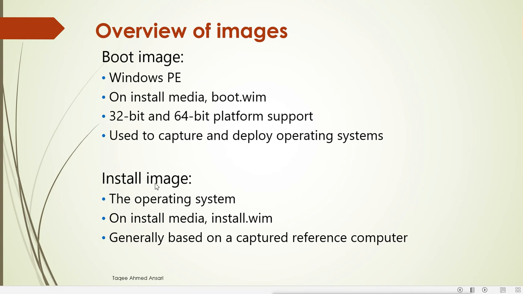Then the install image has the operating system. On install media it is named install.wim, and it is generally based on the captured reference computer. It can be a normal image in the installation file, or it can be a captured image. As I said, you have to capture the image, so you will capture what? The install.wim file. You will capture this operating system image with the applications you require, then it will become the thick image. Normally it is a thin image.